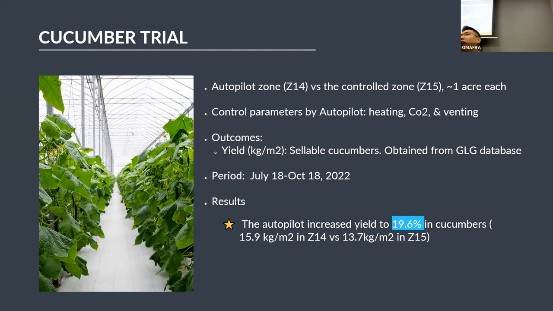So with just three control parameters, we were able to increase the yield by 19.6% compared to the yield performance in zone 15. So the yield in zone 14 was 15.9 kilograms per square meter within that trial period, and 13.7 kilograms per square meter in zone 15.